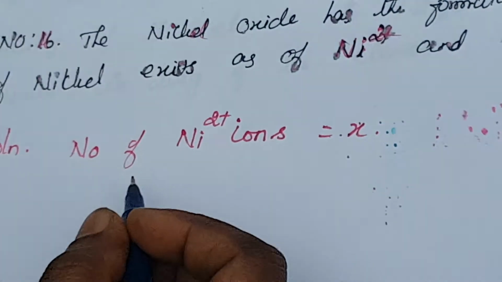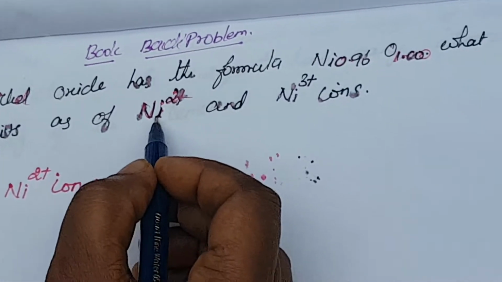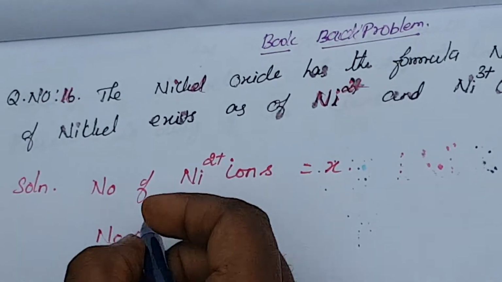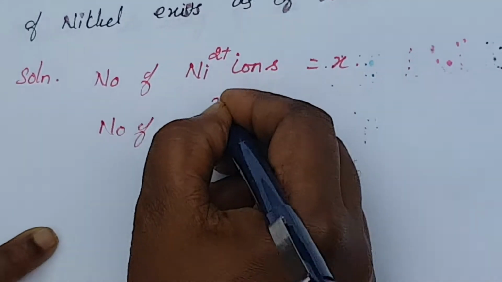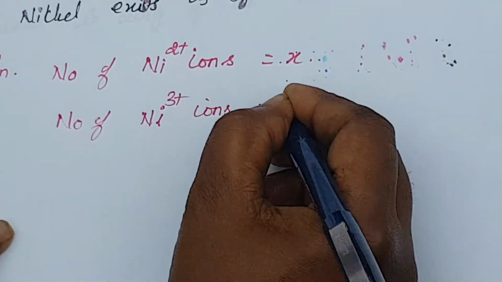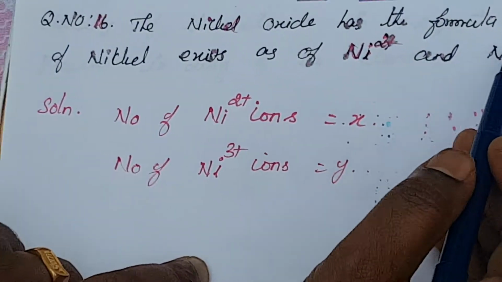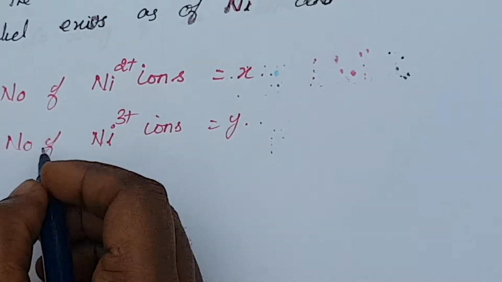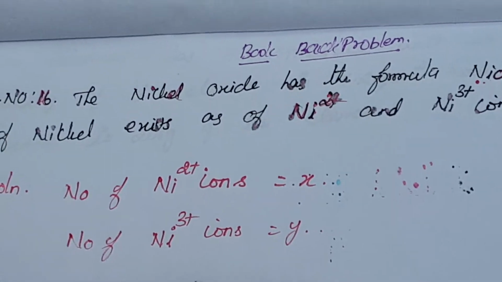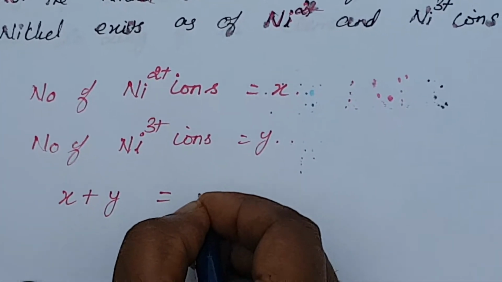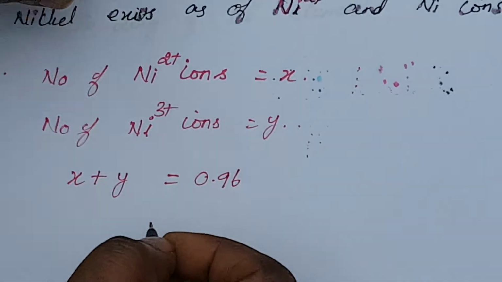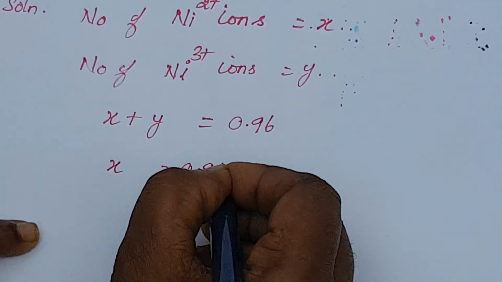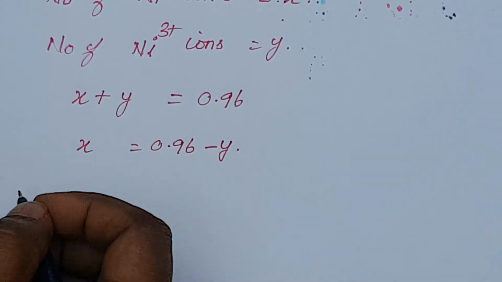Let us consider the Ni 2+ ion as x and the Ni 3+ ion as y. So number of Ni 3+ ions equal to y. The nickel value already given is 0.96. So x plus y, the Ni 2+ ion and Ni 3+ ion combined together, is 0.96. So x value is 0.96 minus y.